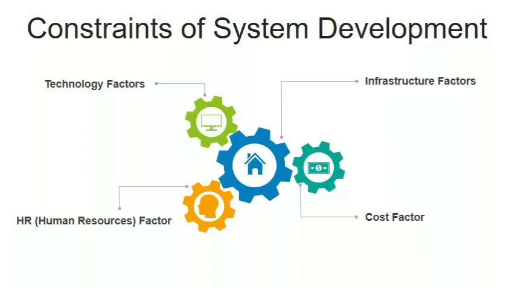Third, infrastructure factor. Adequate infrastructure will certainly help the system development process, but conversely, if the existing infrastructure is inadequate, it will hamper the development of the system itself, because of course inadequate infrastructure cannot be used optimally, which causes the system development process to be hampered.